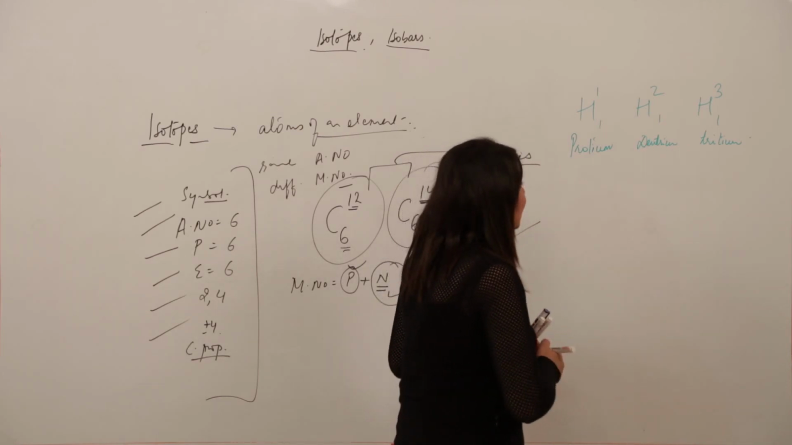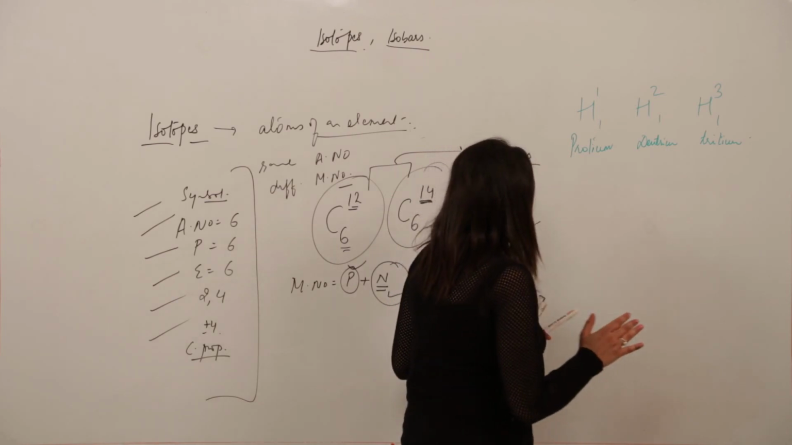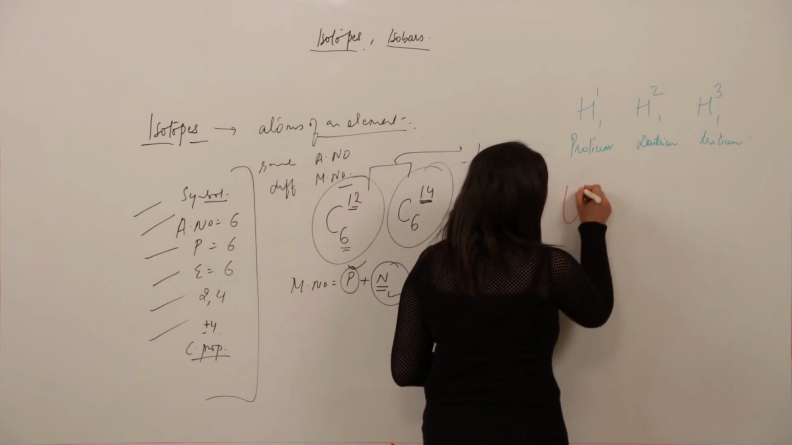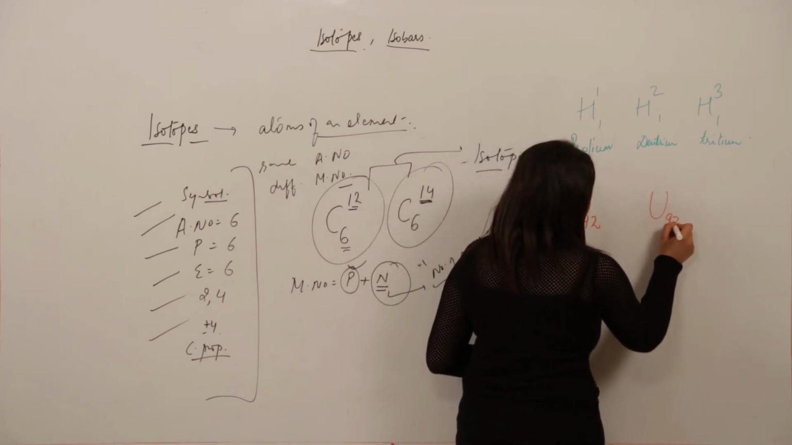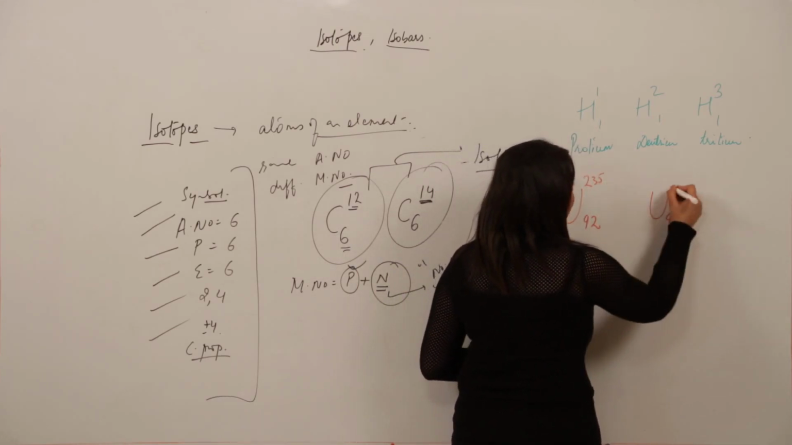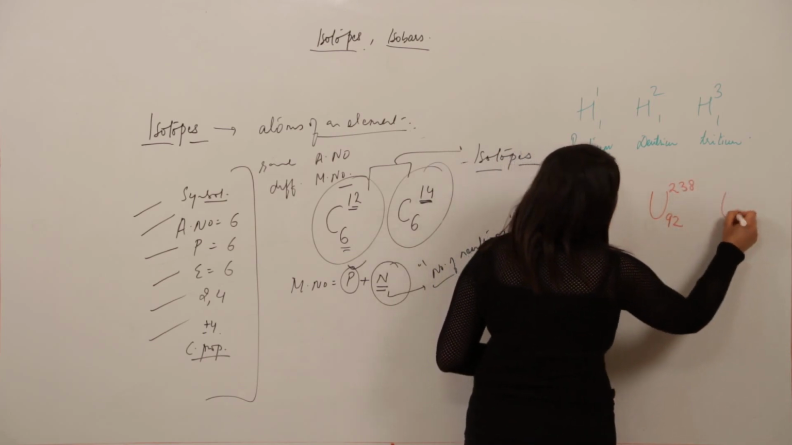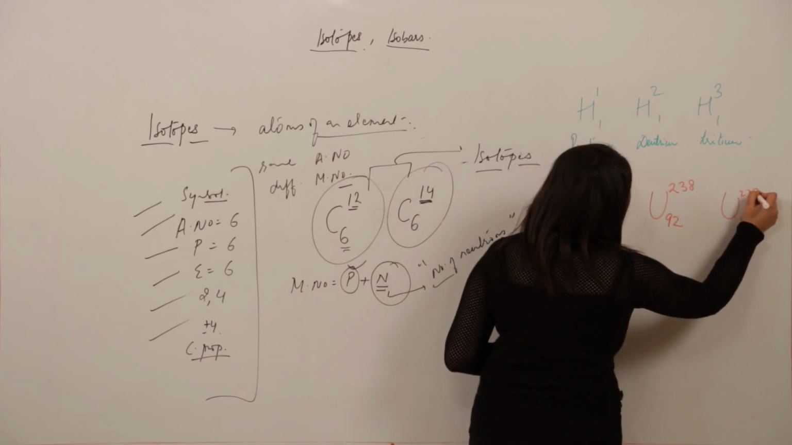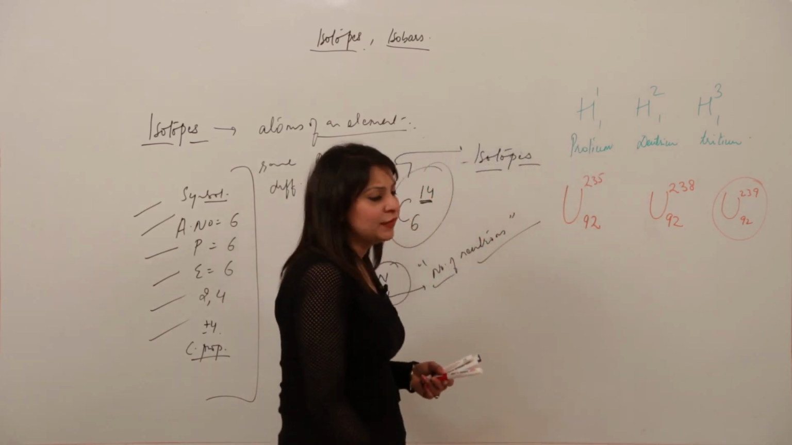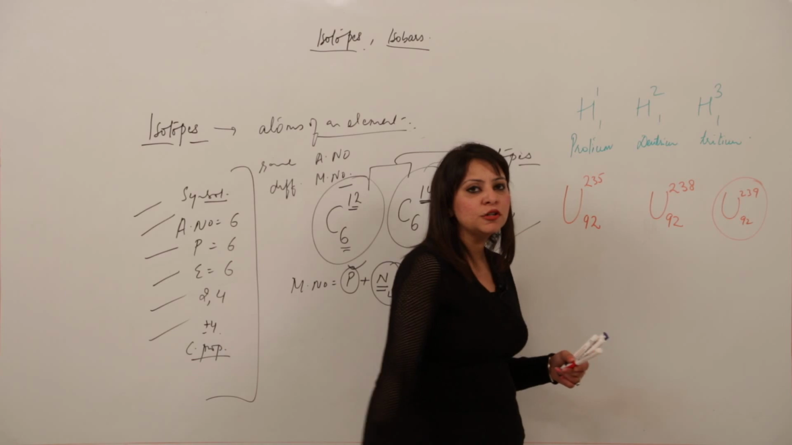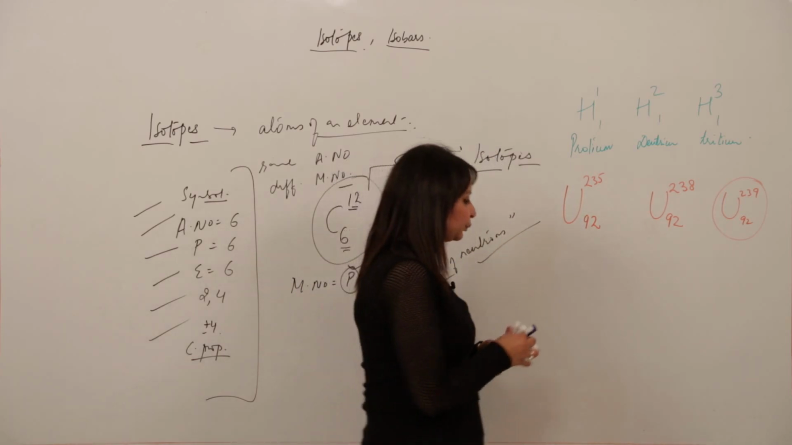Similarly, we have a few more examples, not names, only examples. For uranium, we know uranium is U, atomic number 92, mass number 235, 238, and it also exists in nature as 239. The percentage is very low, but still it exists. You may not find this example in many books, but it does exist.